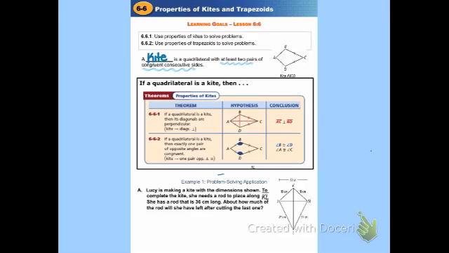For instance, this is what a typical kite would look like. You can see that these two sides are marked congruent, and also these two sides are marked congruent. They're consecutive because they're next to each other. And that's what we mean by a kite.